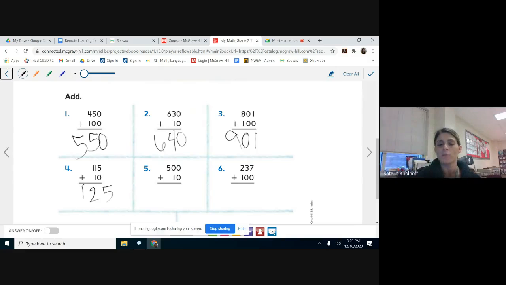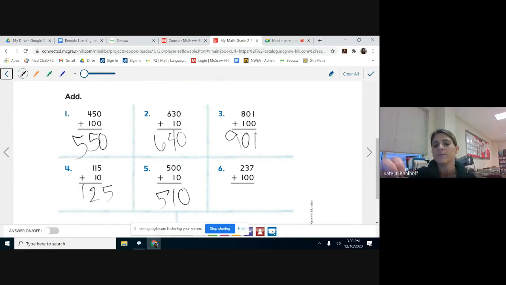Number 5, I'm going to go with my ones place, my tens place, and my hundreds place. 0 plus 0 is 0. 0 plus 1 is 1. And 5 plus 0 is 5. If that way works better for you, great. Do it that way. Okay, that way seems simpler to me. But if you can mentally do this in your head, then you can do it that way too.